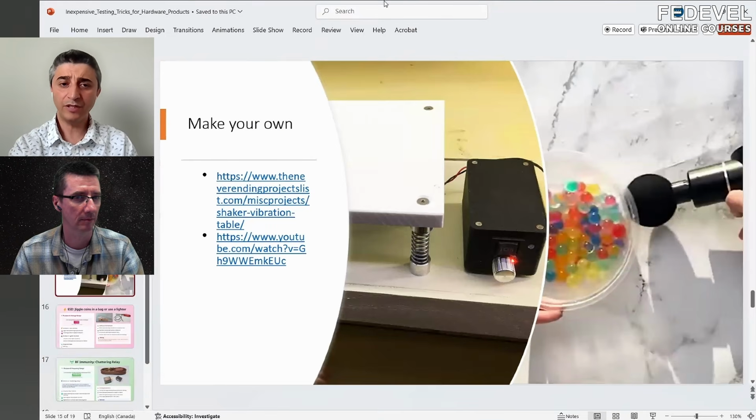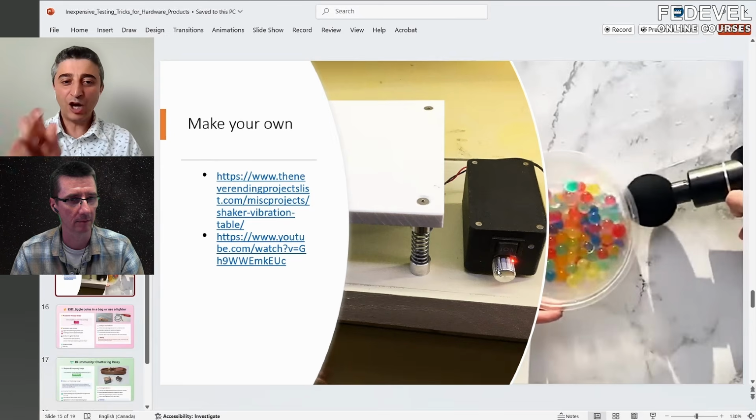The other method is, if you go to this website here, you can build this mini table. There's basically a motor at the bottom of this table, and there are springs, and you can control the force or how much shaking you have. So this is a shaker that you can build easily. You can control it and it will just vibrate.